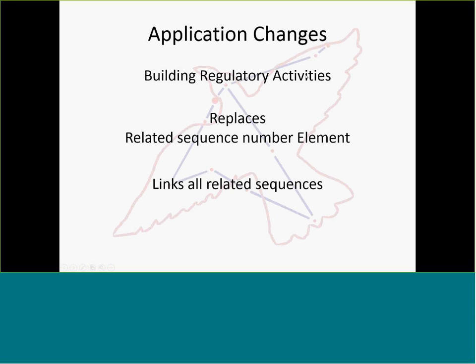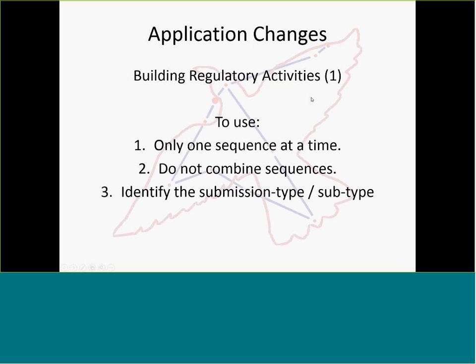Now, we have regulatory activities. Again, this replaces the related sequence number. What it allows you to do is put together, in a dynamic way, all the sequences that are related, plus a description of why they're related. In each element, just to use this as an idea, you have one sequence at a time, and you can identify the different types and subtypes of sequences. This gives the FDA a much better understanding of how this sequence is related to all the others.